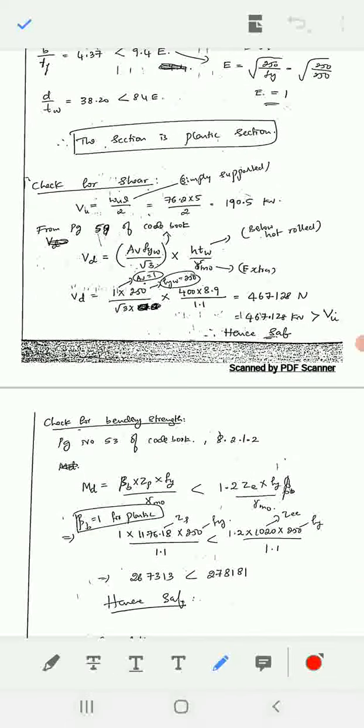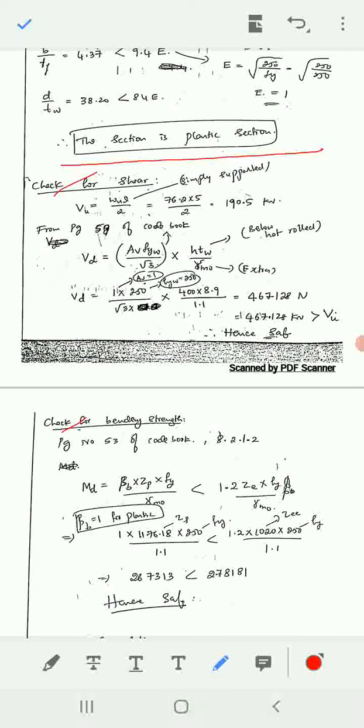Then we have to go with the check for shear, check for bending strength, and check for deflection. If you are able to, then go with this, because checks and all will not fetch more marks. Up to this design it fetches more marks. If you want full marks, then you have to go with the check for shear, bending strength and check for deflection. So the check for shear I'll explain here. If you want, you can go through it.